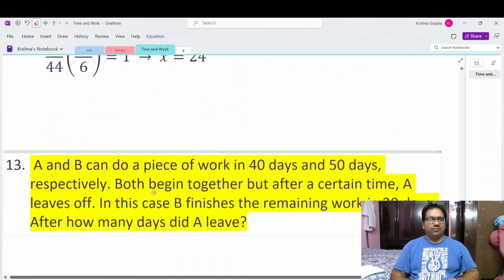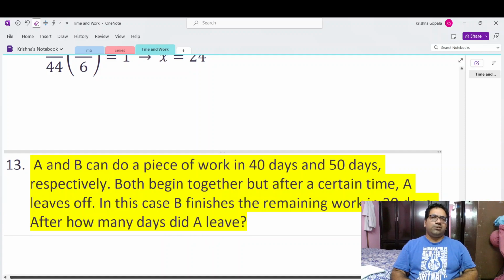Simple. Now, A and B can do a piece of work in 40 days and 50 days respectively. Respectively means A will do it in 40 days, B will do it in 50 days. That is the meaning of the word respectively. If respectively is not written, then we cannot say A is 40 or A is 50. Once it is said respectively, that means A is 40 and B is 50. That is the meaning. Now, A and B in 40 days and 50 days.